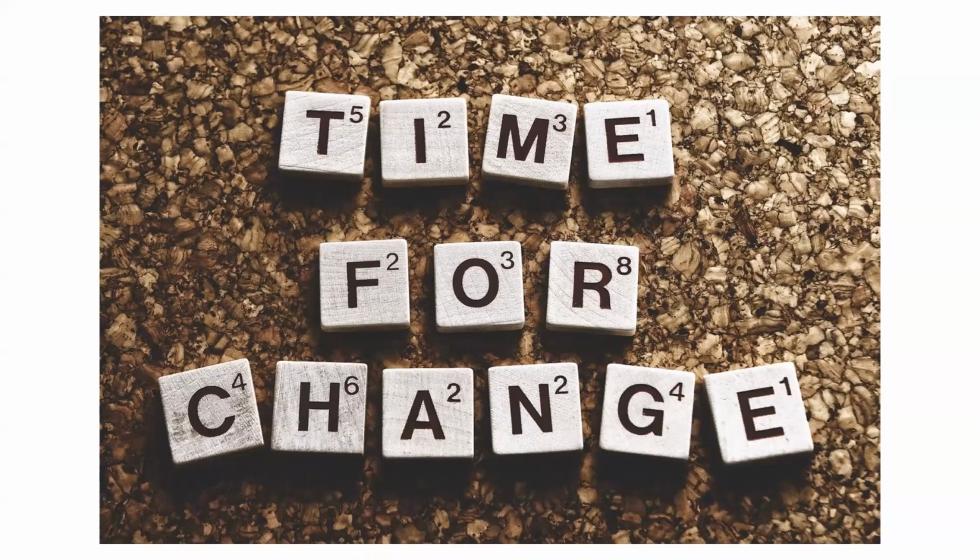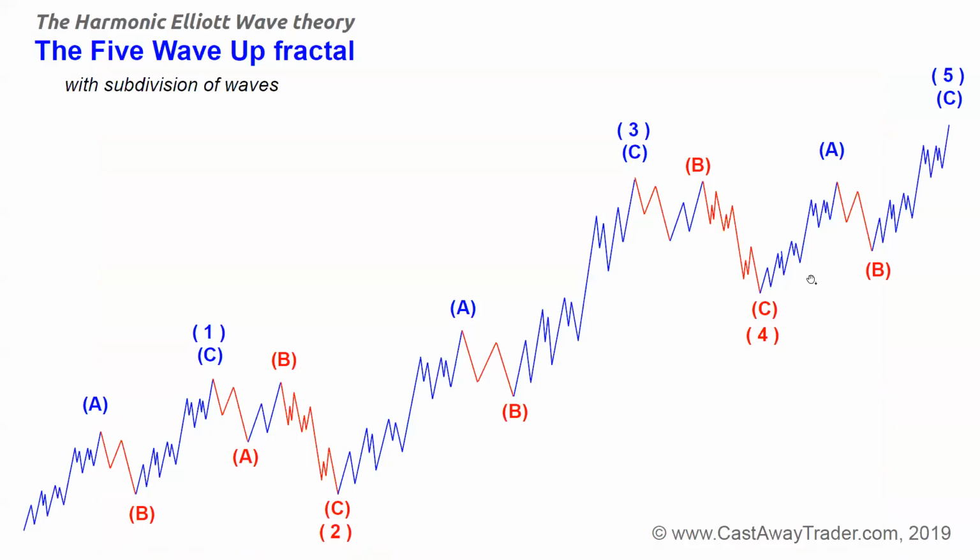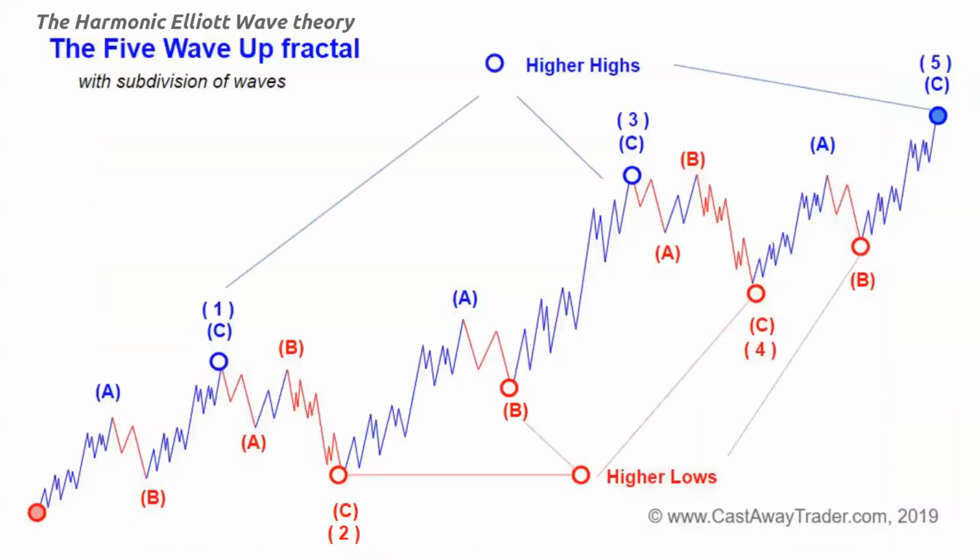And he's the man who came up with that whole modified version of the Elliott Wave theory and called it the Harmonic Elliott Wave. So this is how the 5-wave up fractal looks under the Harmonic Elliott Wave theory. You see the same 5 waves, 1, 2, 3, 4, and 5, but you can see that waves 1, 3, and 5 also have that clean ABC subdivision.